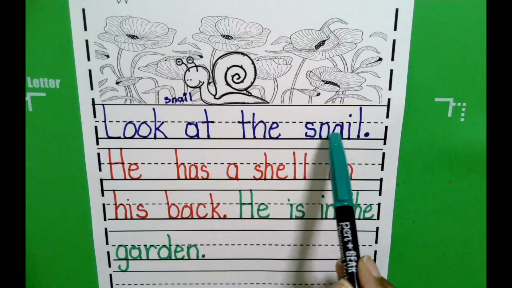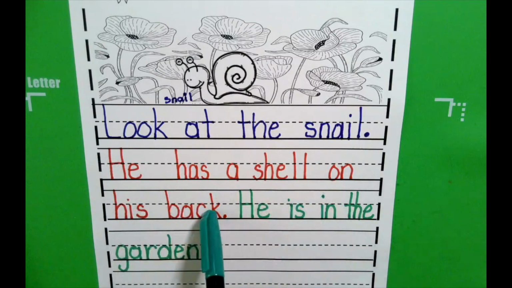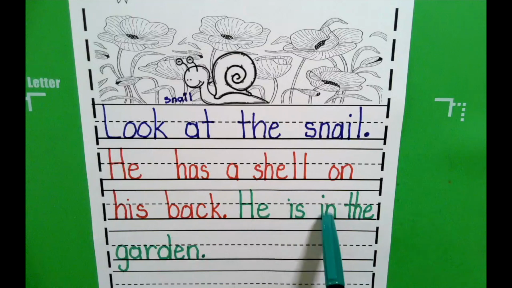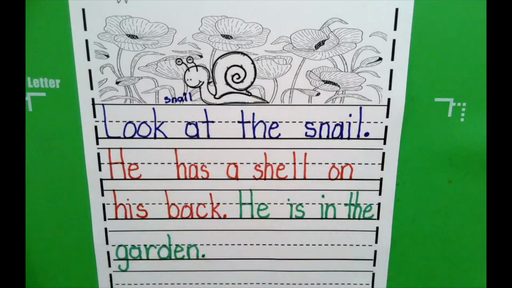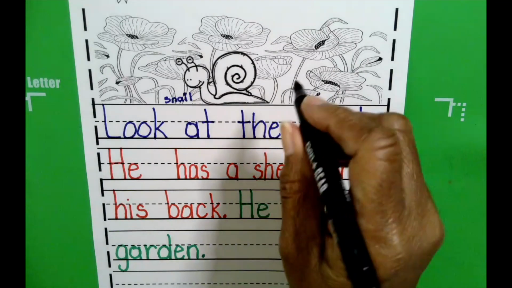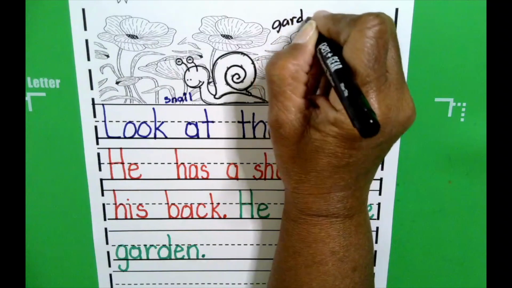Look at the snail. He has a shell on his back. He is in the garden. And boys and girls, we took all those words from the picture, from where he is and what he's doing. And I forgot to write garden. Garden.